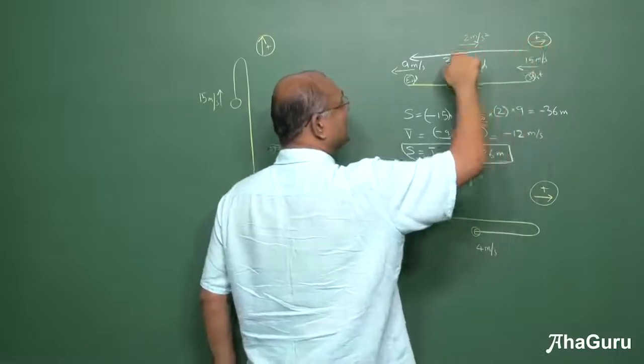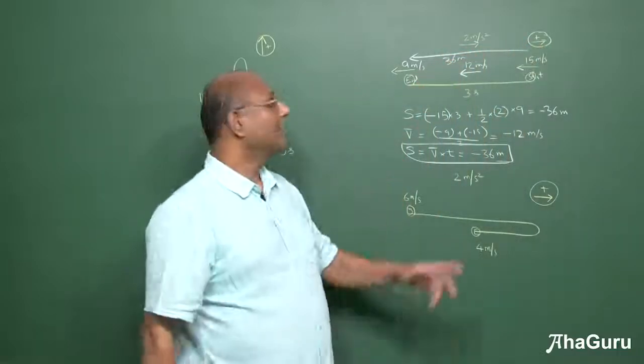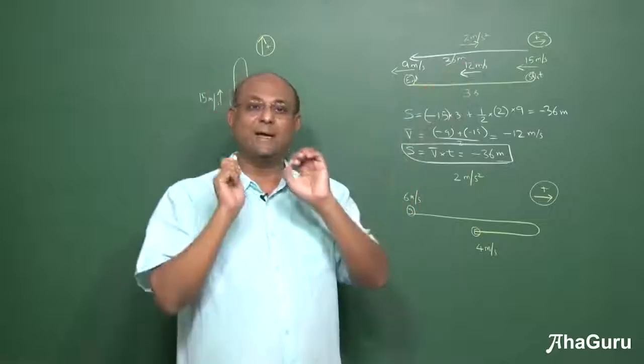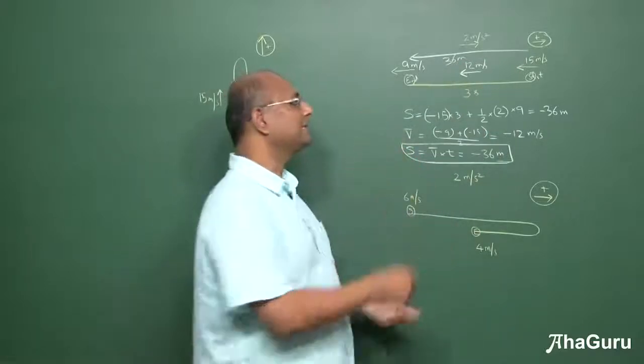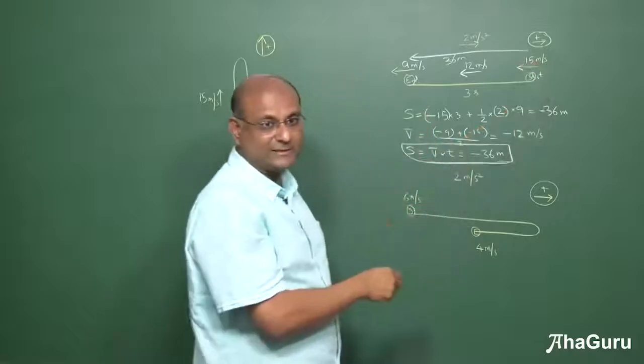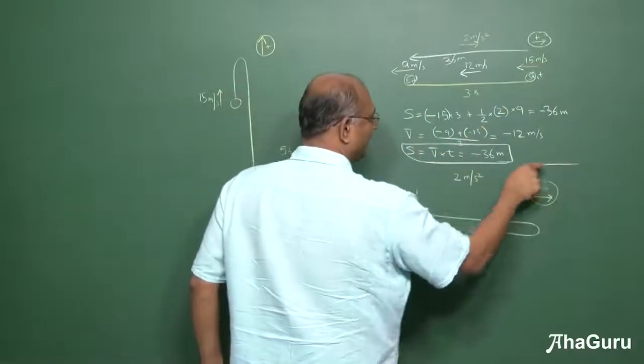That is plus. So this displacement value, if I don't give you the direction, I should say it is minus 36. Minus 36 means this way. Or I can say 36 meters in this direction. Both are the same statement. So I hope that is clear.